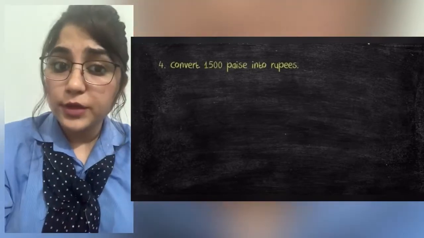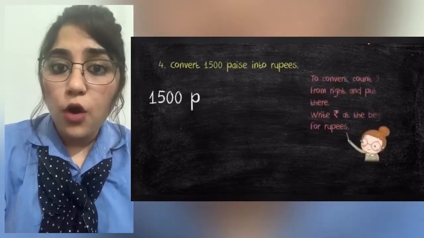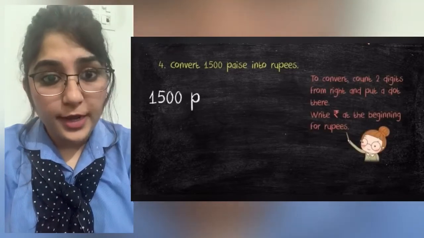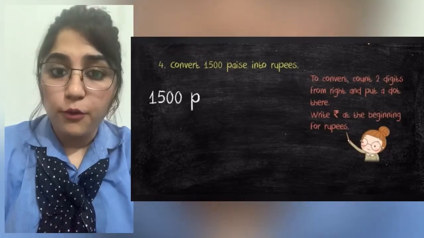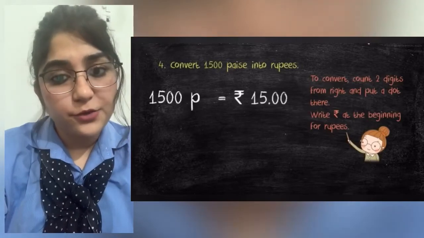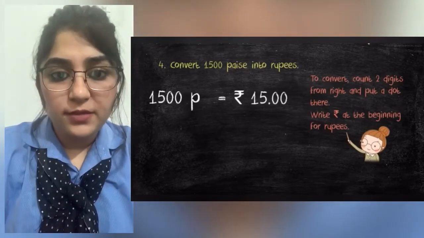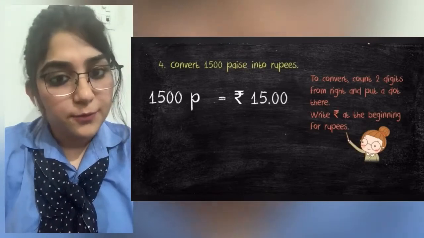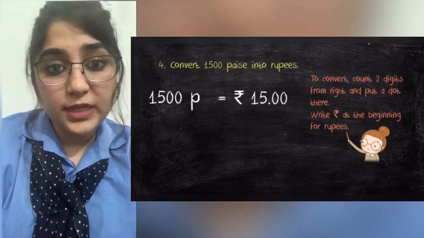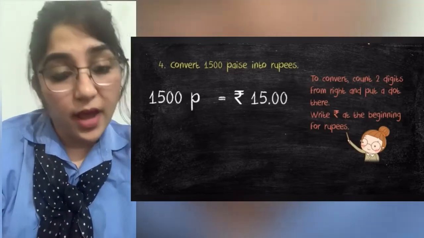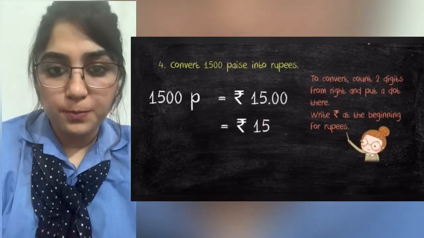Next question is, convert 1500 paise into rupees. Again, to convert paise into rupees, either divide by 100 or count 2 digits from right and put a dot there. So here put a dot before 00 and write rupees at the beginning. So 1500 paise will be rupees 15.00. Students, rupees 15.00 means 15 rupees and 0 paise. So we can also write it as rupees 15.